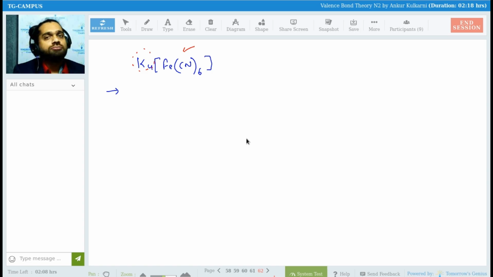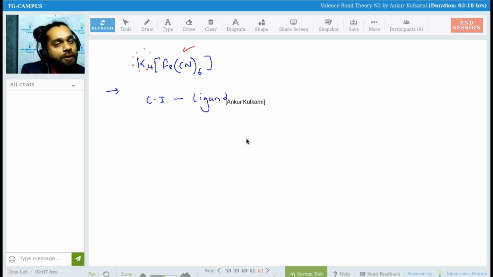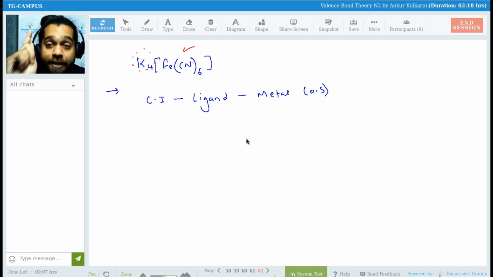In the positive complex, the counter ion was at the end, that's why we used to write it at the end. Now first I'll write down the counter ion, then I'll write down the ligand, then the metal, then the oxidation state. Simple. Now the things that are going to change over here are especially your metals.